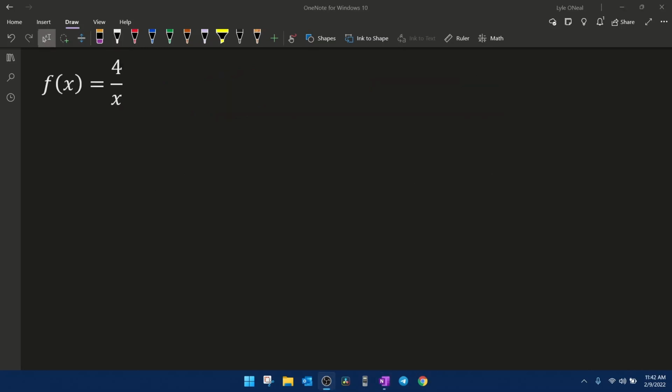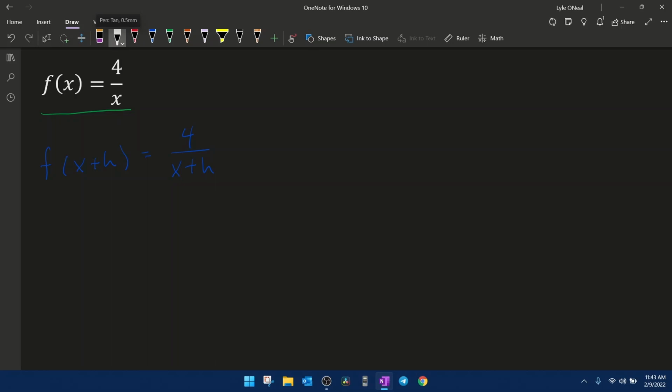For our next example of finding the difference quotient, we're going to look at a rational function. Here we have f of x equals 4 over x. So our first piece of the puzzle here is going to be to find f of x plus h. Replacing every x with x plus h gives us this function. The next piece, remember from the difference quotient, is simply f of x. Once you know f of x plus h and f of x, we can plug into the difference quotient.